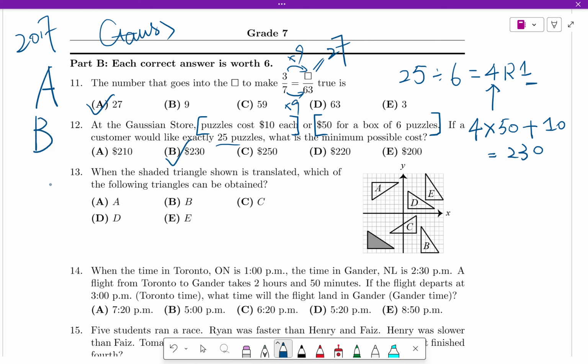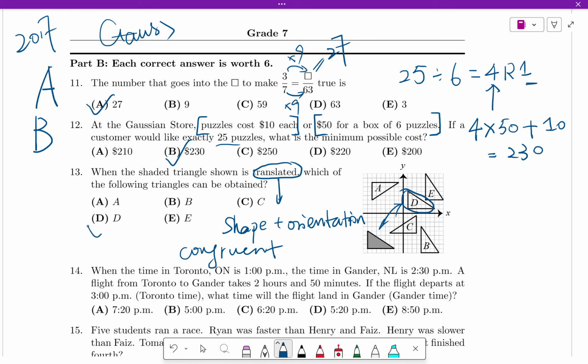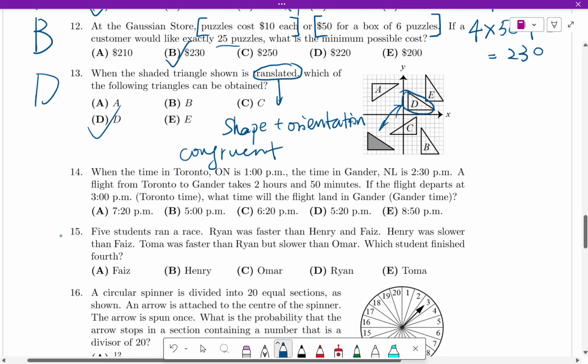Question 13. When the shaded triangle shown is translated, which of the following triangles can be obtained? So if some shape is translated, the shape and its orientation will not be changed, which means that the shape before translation and after translation are congruent. So in this case, D would be the same shape and orientation as the shaded triangle, which means D would be the only possibility that would be the end result of the translation performed on the shaded triangle.